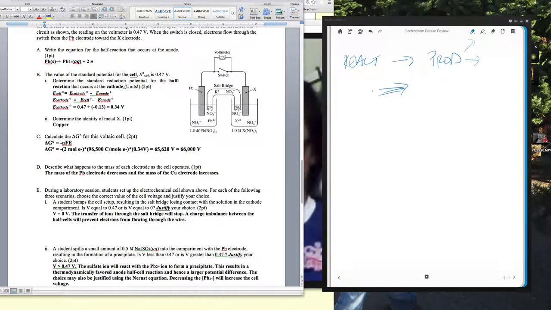Okay. Now, if the ion was on the reactant side and you precipitated it out, and so you started removing reactant, it's pulling against the arrow. It's pulling against the reaction. So it's actually going to slow it down. So not as many electrons are being produced. So the voltage decreases. Does that make sense?